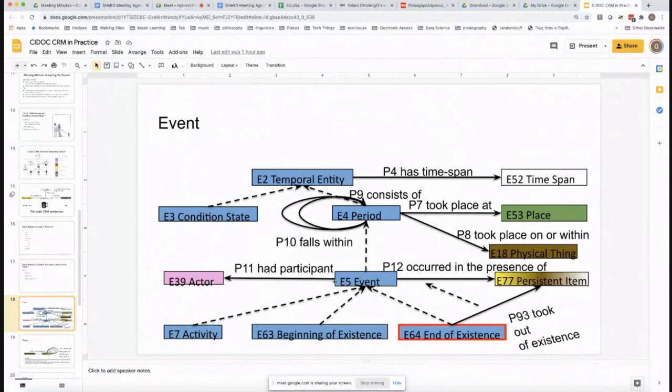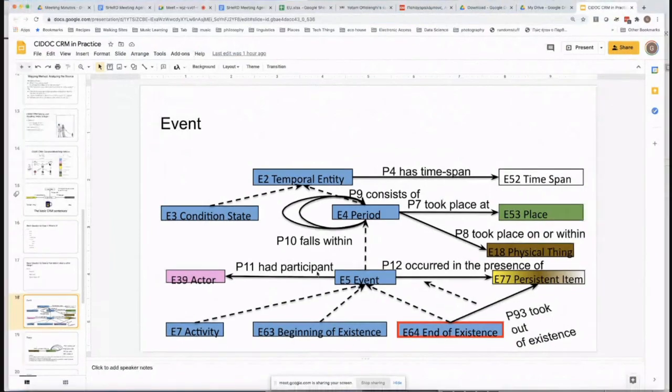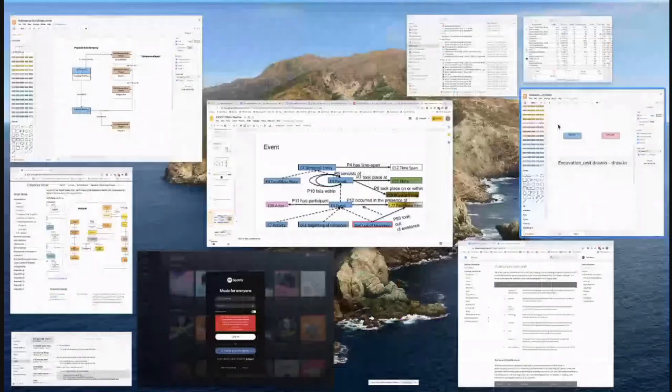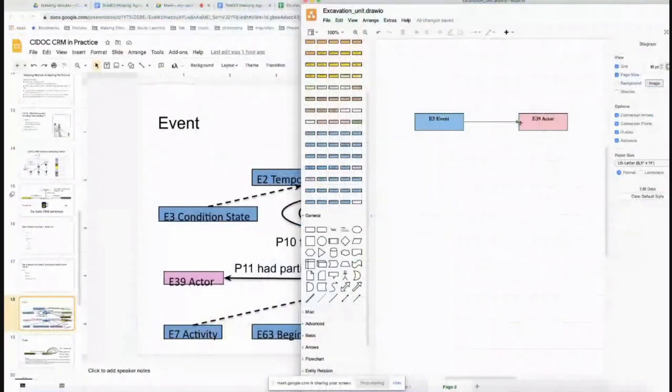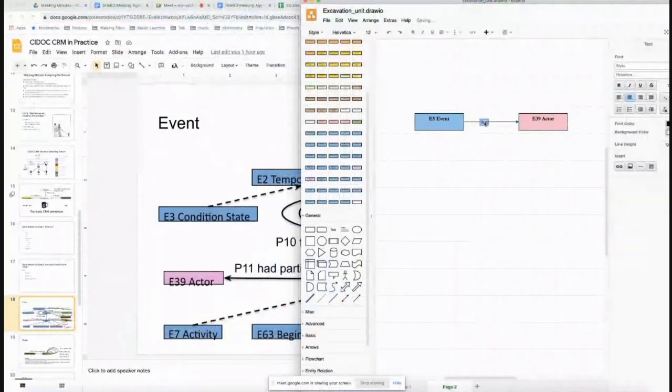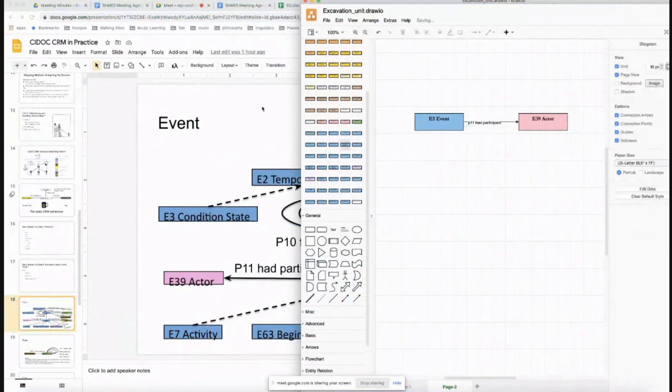It says this event had participant. Maybe there could be a better one, but that's already making a connection. So then you would draw this out. P11 had participant. This is the intellectual exercise you would do for all of the fields.